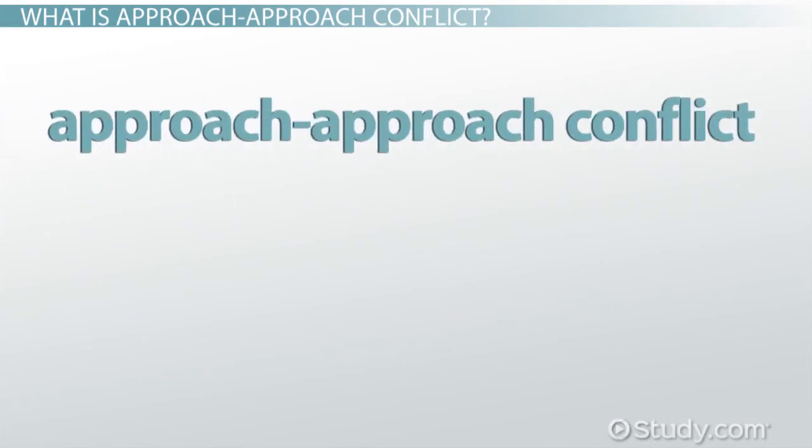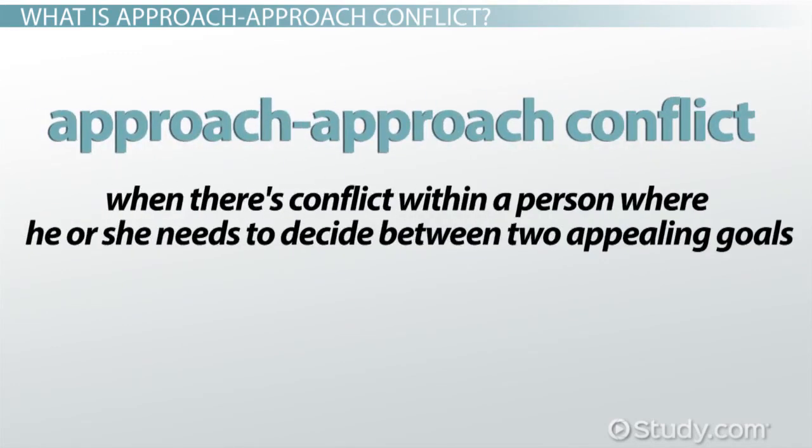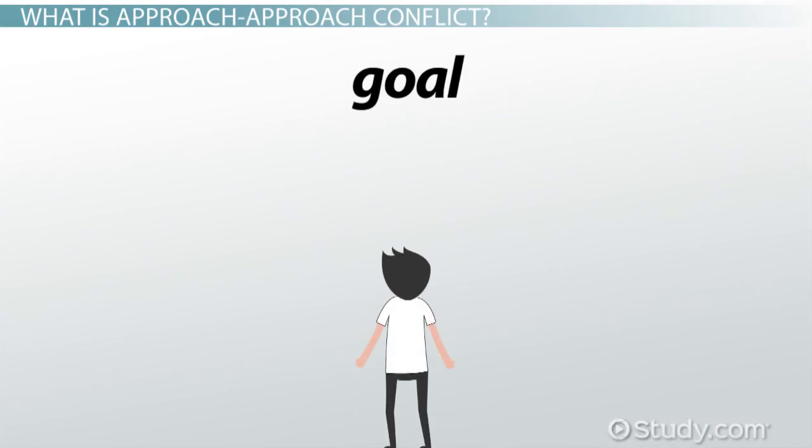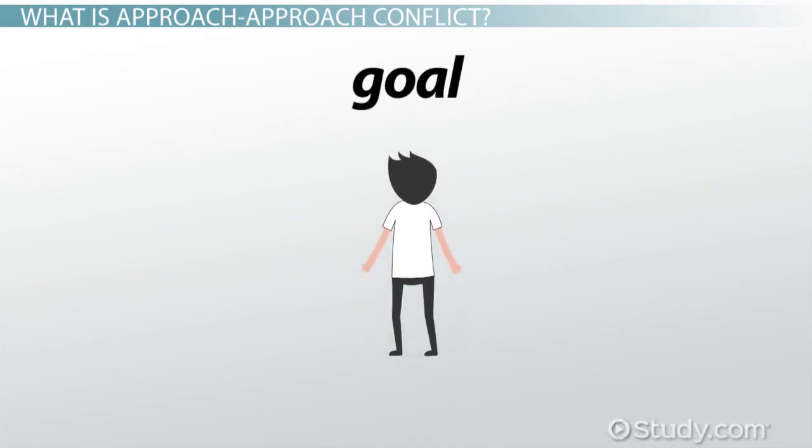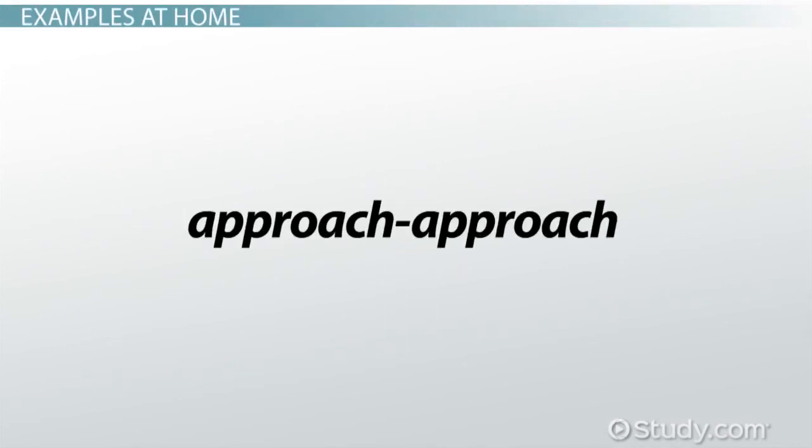The approach-approach conflict is when there's conflict within a person where he or she needs to decide between two appealing goals. The conflict is typically resolved when there's movement towards one of the goals. This makes it easier to make the final decision. Let's look at some approach-approach conflict examples of personal decisions that you may need to make at home.